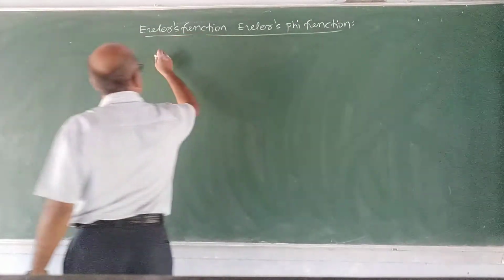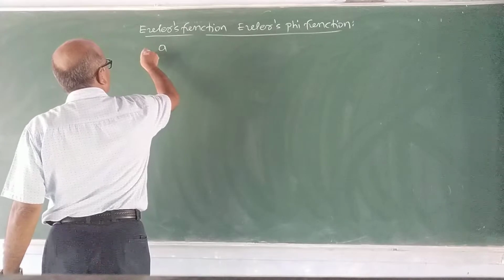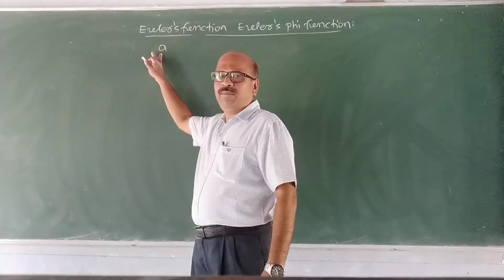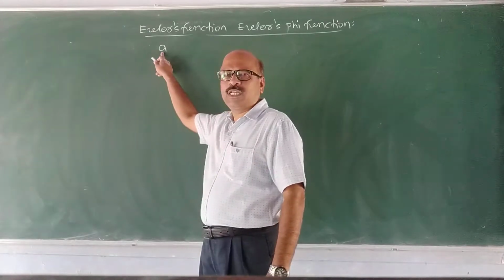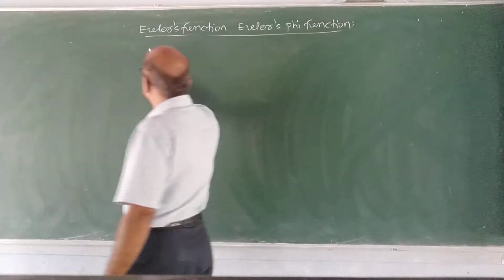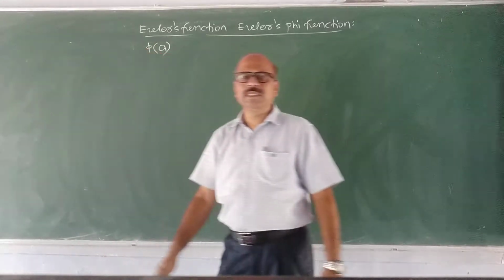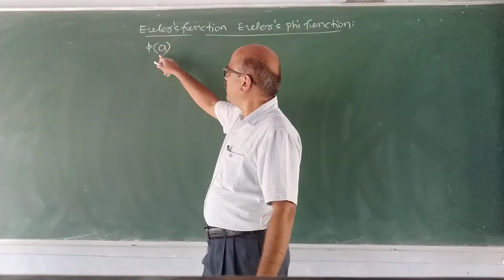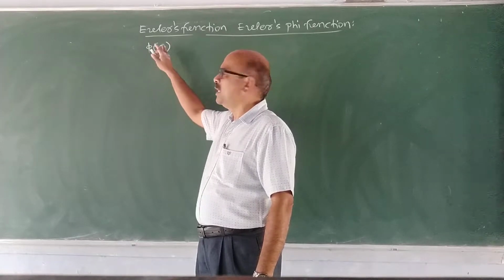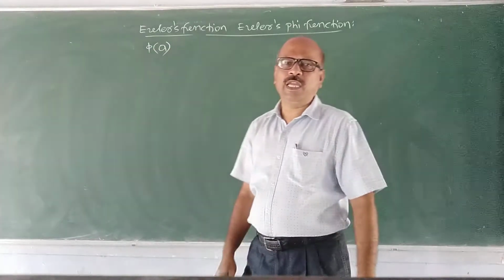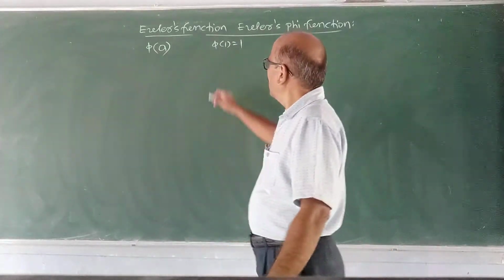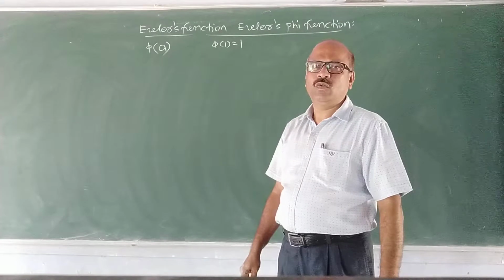See, the definition is like this. Suppose A is any positive integer, then the number of positive integers less than A, including 1, and co-prime, relatively prime to A, is known as Euler's phi function, and it is denoted by phi of A. Example, phi of 1 is taken as 1.